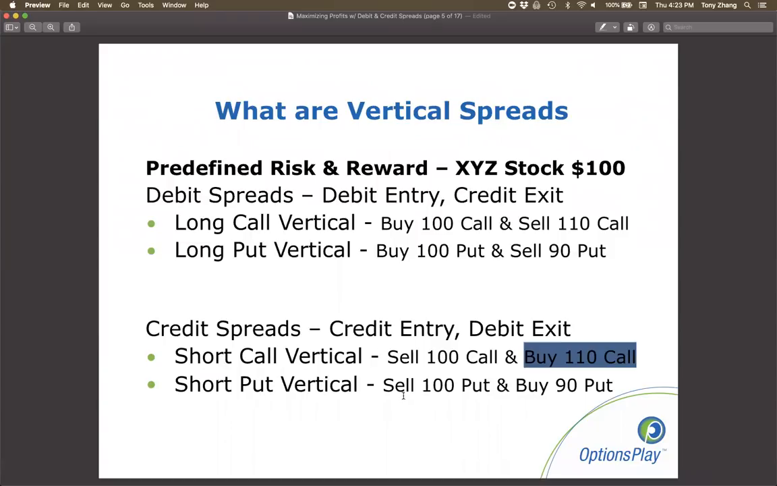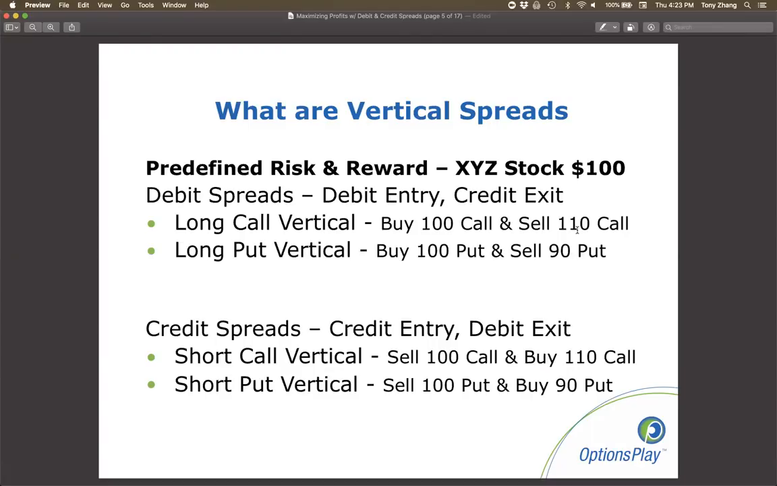Conversely, on the short put vertical, this is where we're selling a $100 put instead of buying the $100 put. And same thing, when we sell a 100 put, we have unlimited risk to the downside. So in order to cap that risk, what we're going to do is buy a $90 put against that. So that's going to allow us to take the same directional view as a short put, but have limited risk. So that's how you construct a debit versus credit spread.